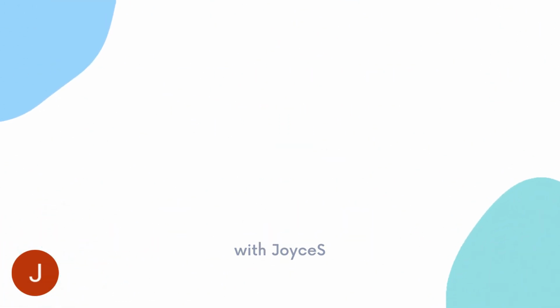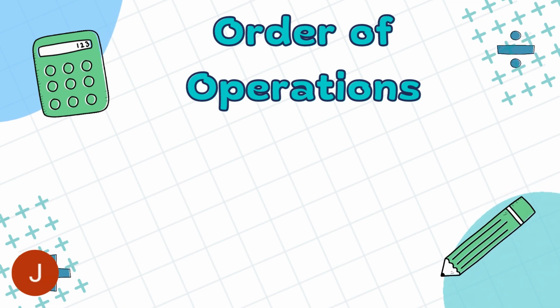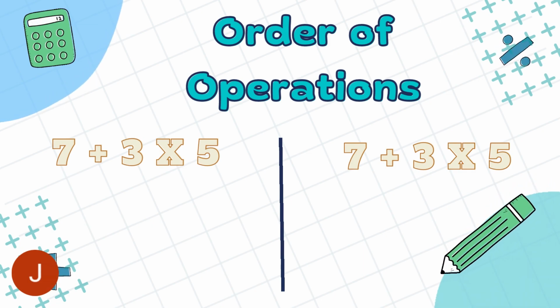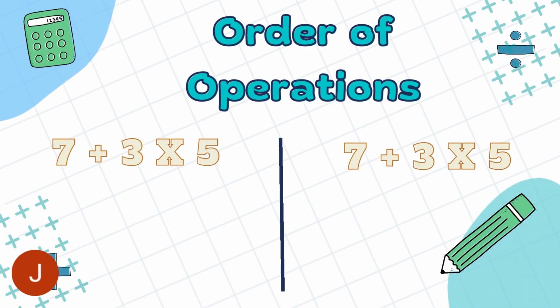Let's begin. Why do we use order of operations? I'm gonna try to explain it using an example. I'm gonna give you this equation, 7 plus 3 times 5, and I'm gonna try solving it in two different ways, using different orders, or I follow different steps.